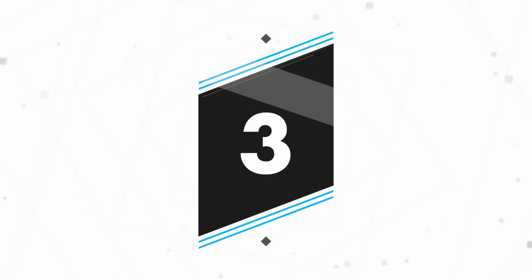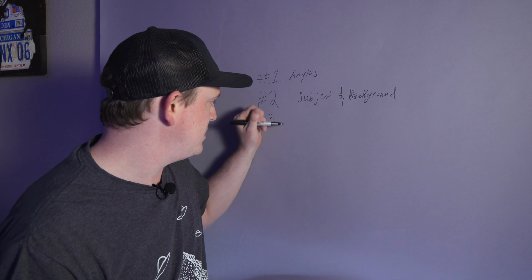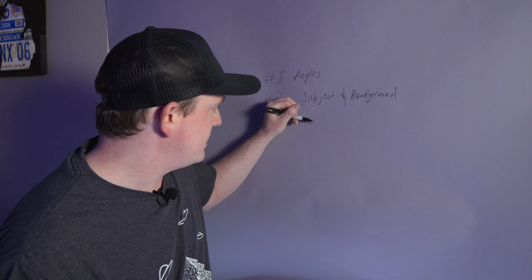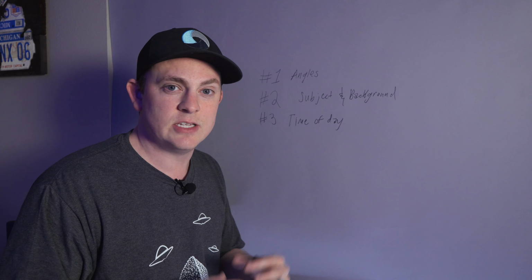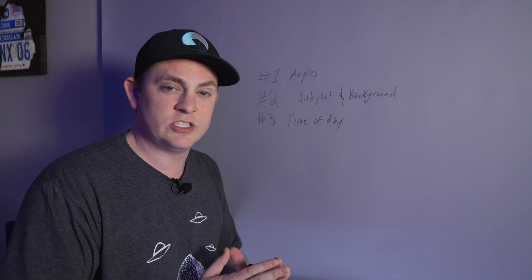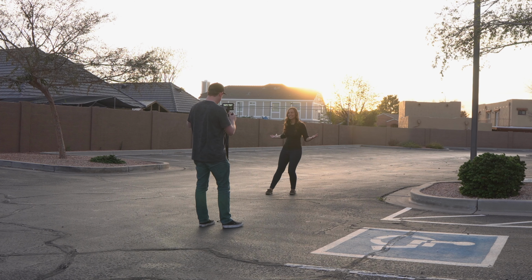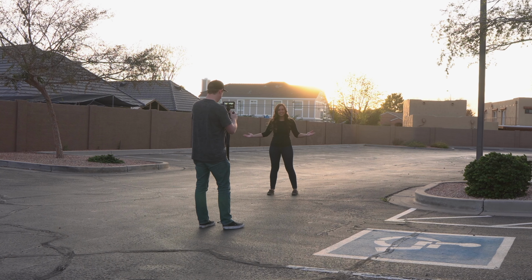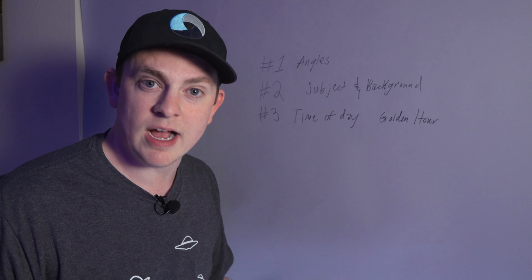Number three, and this might actually come even before number one, and that could be time of day. So if you have to shoot in that ugly location because it's what the client chose, or it just happens to be where the event is taking place, try to select the best time of day possible, which, as you know, is gonna be golden hour or sunrise, sunset.